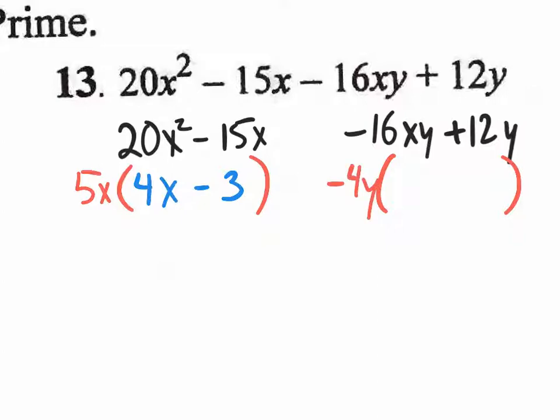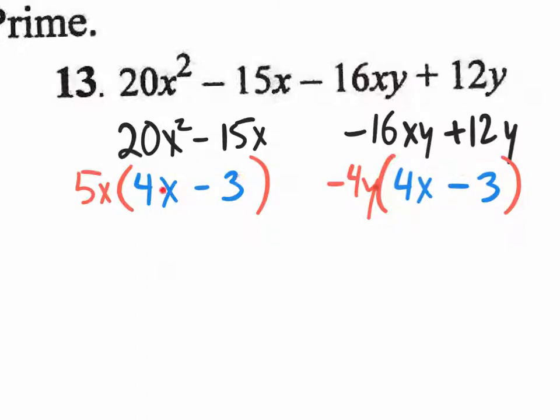If I do pull out a negative 4y, I will end up with the exact binomial 4x minus 3. If I wouldn't have pulled out a negative 4, you'd end up with opposite signs. So it's very important that you pull out a negative 4. That way you end up with the same sign binomial, the same 4x minus 3 and 4x minus 3.